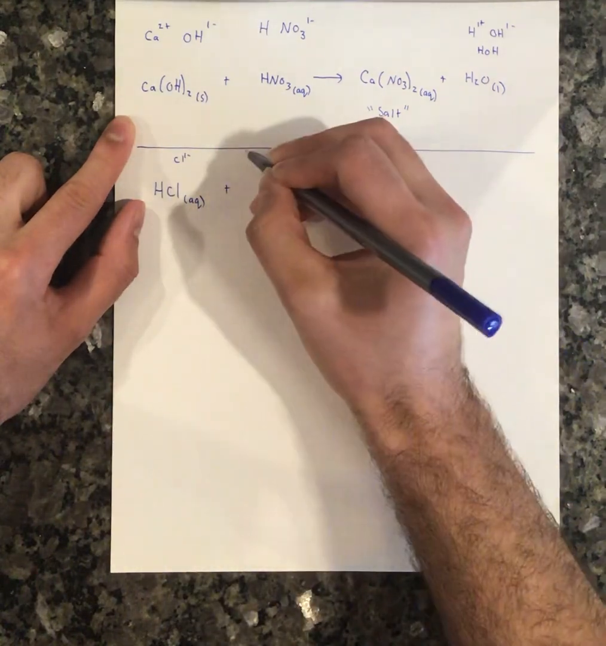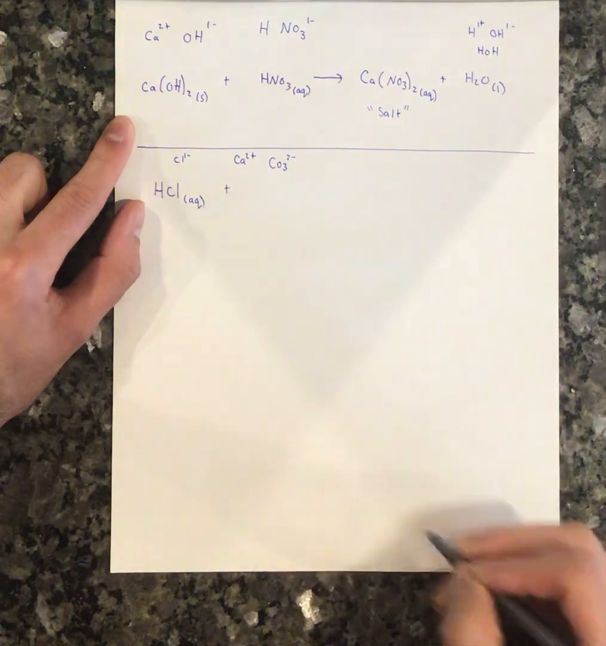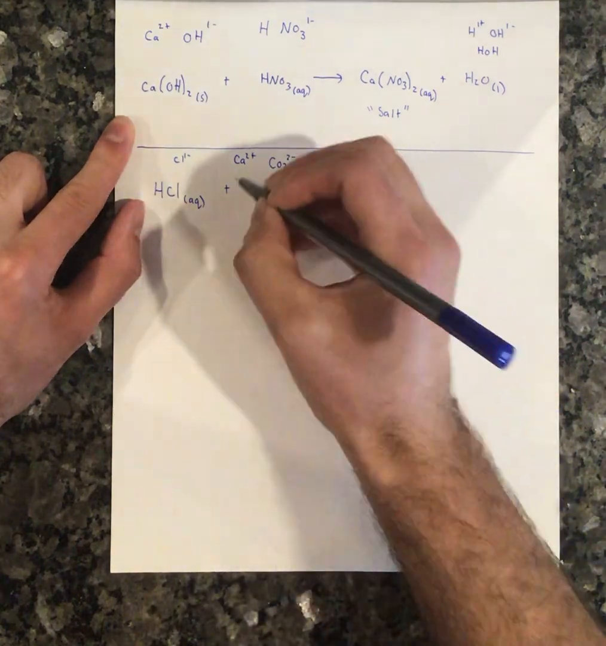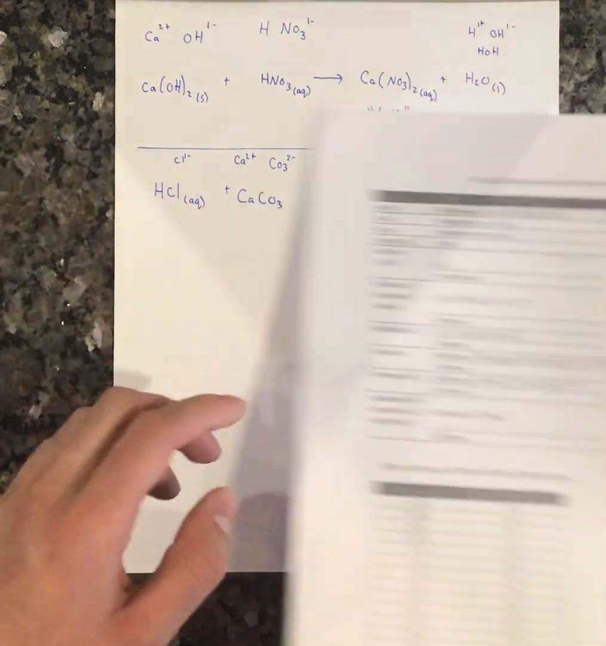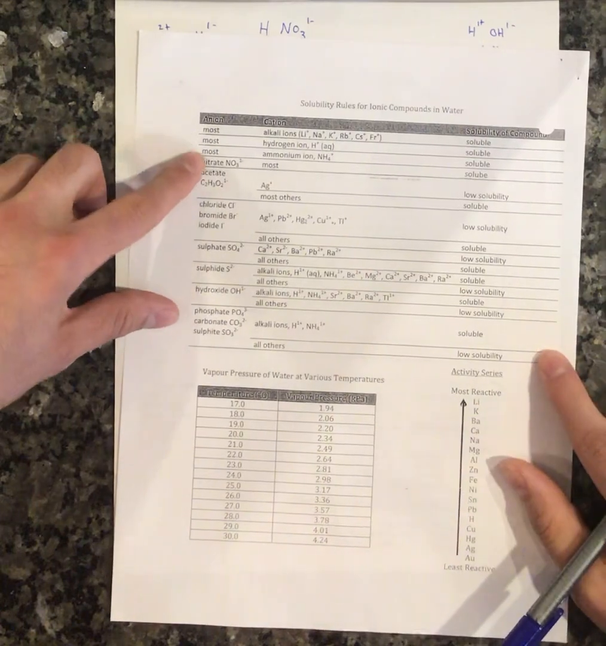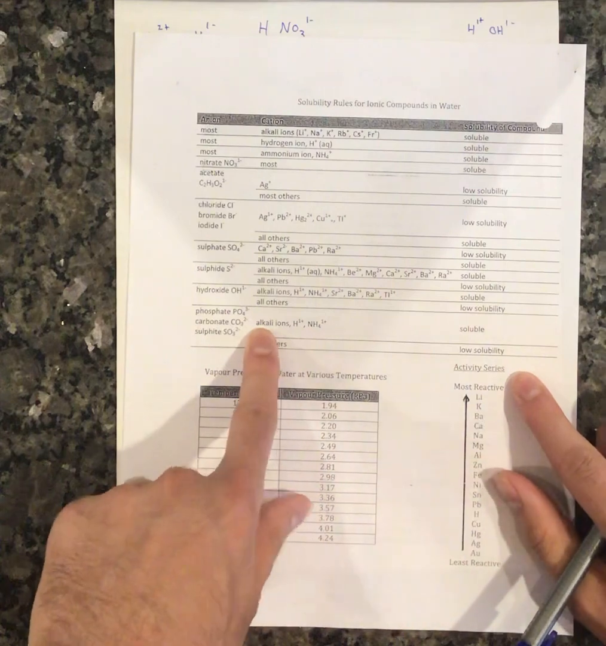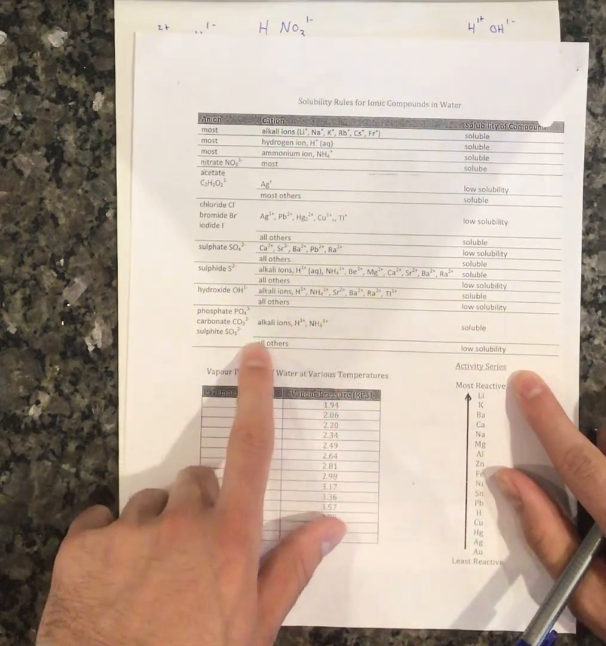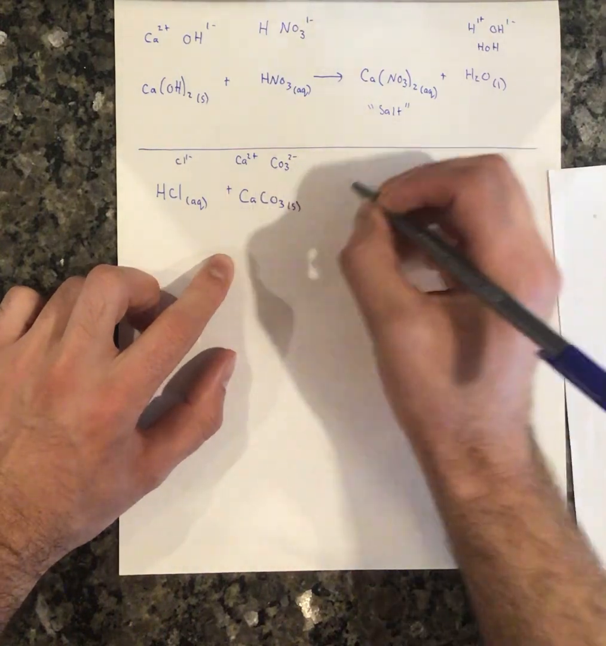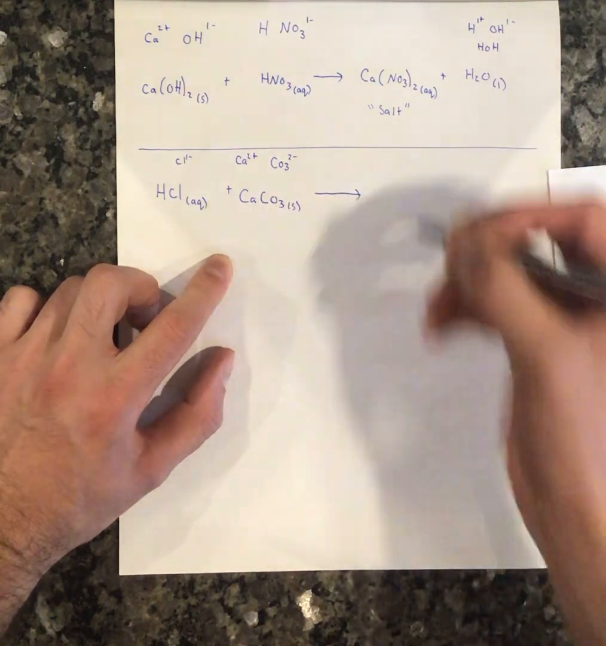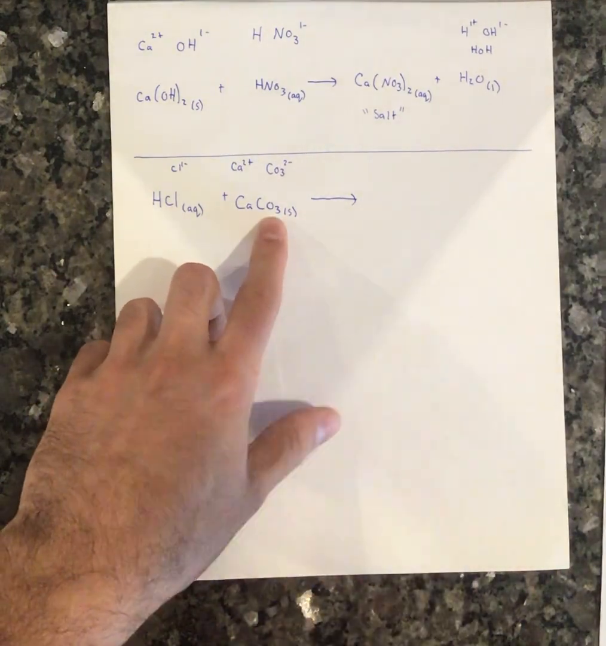Next, we have calcium carbonate. Calcium is a 2+, carbonate is CO3 2-. Those two cancel each other out and we get CaCO3. Looking at my chart here for carbonate, and it's mixing with calcium, so it's not an alkali ion. It's none of these here, so it's all others, so it should be a solid.